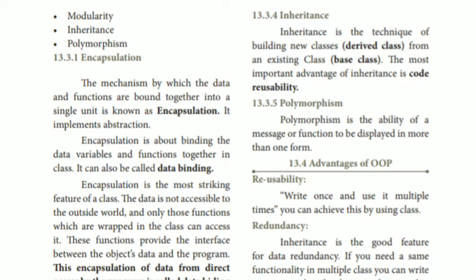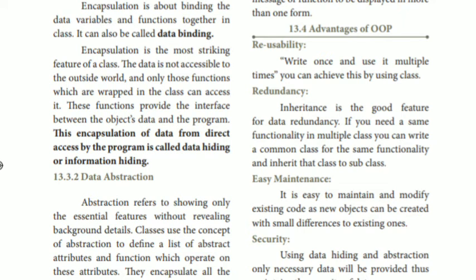The data is not accessible to the outside world, and only those functions which are wrapped in the class can access it. These functions provide the interface between the object data and the program. This encapsulation, or insulation of data from direct access by the program, is called data hiding. Information hiding பண்ணுறதுக்கு, டேட்டா ஹைட் பண்ணுறதுக்கு நமக்கு என்கேப்சுலேஷன் யூஸ் ஆகுது. இது வந்து டெஃபினிஷன் மட்டும் பார்த்தா போதும்.